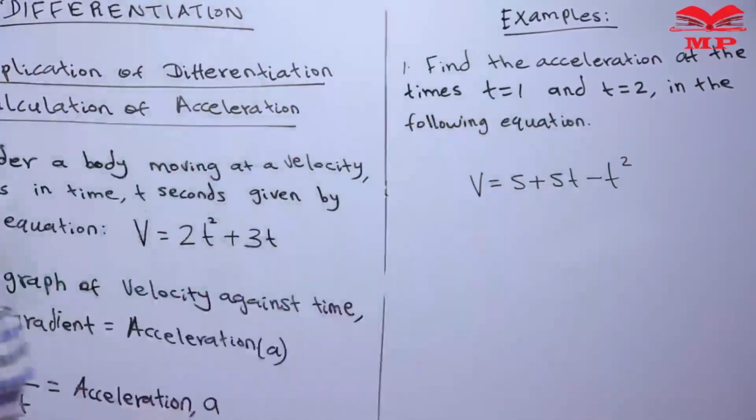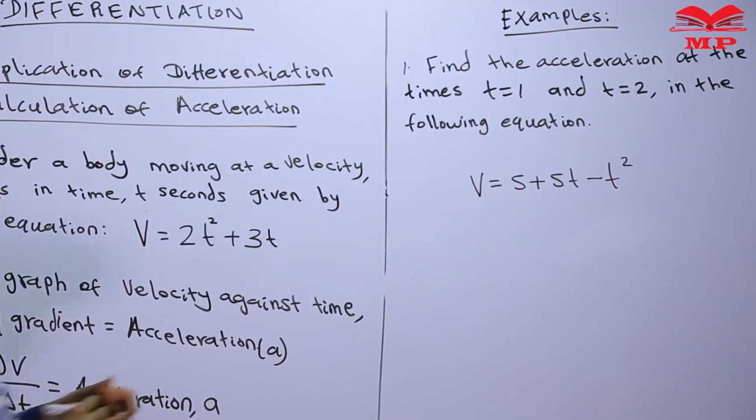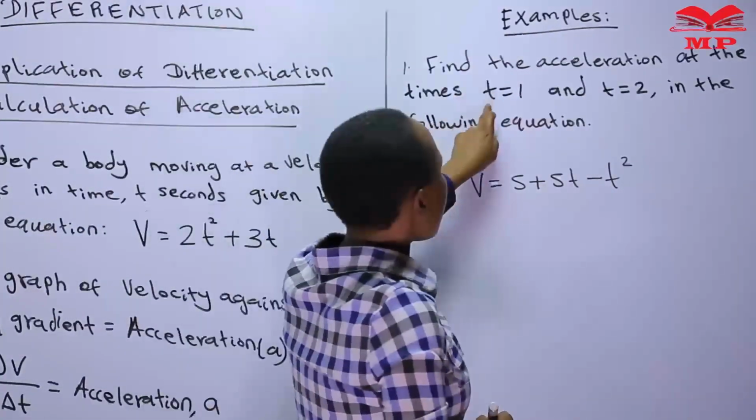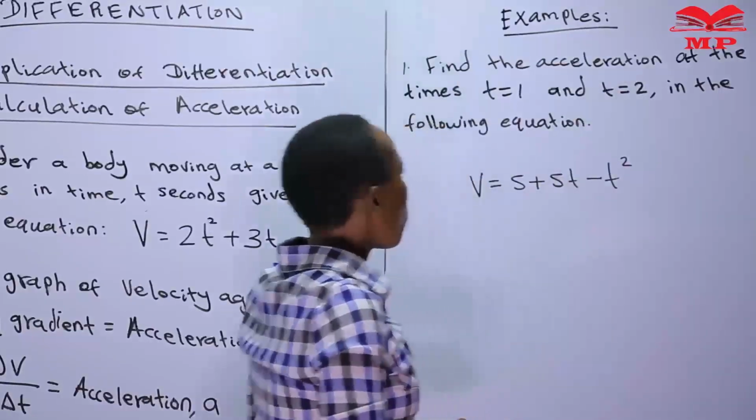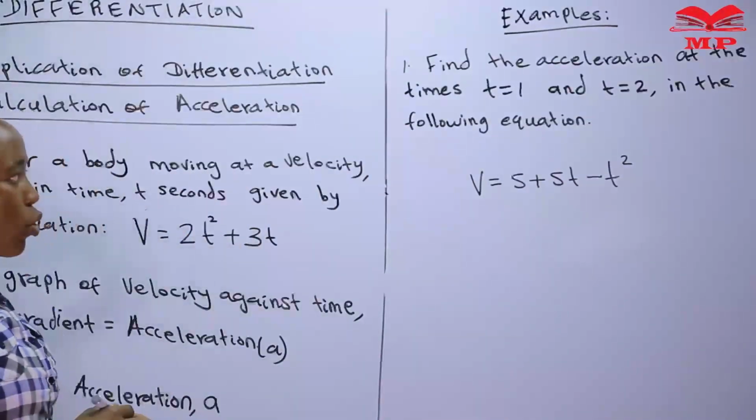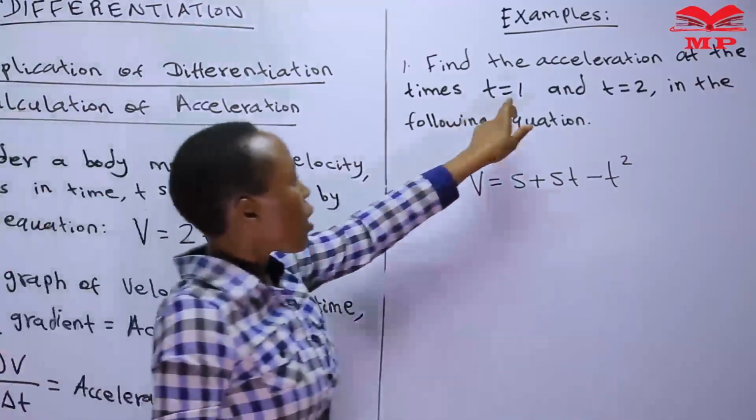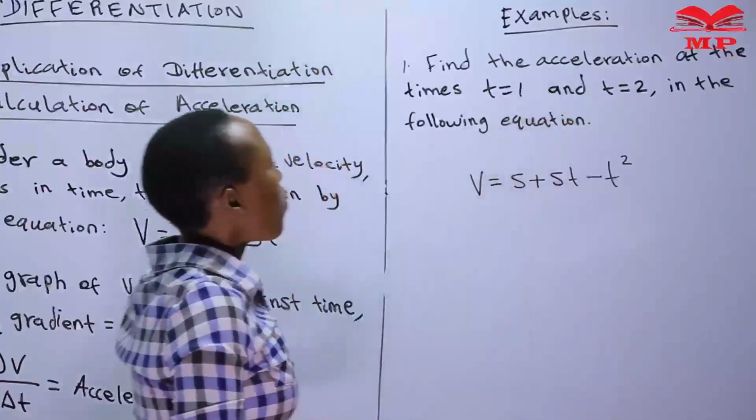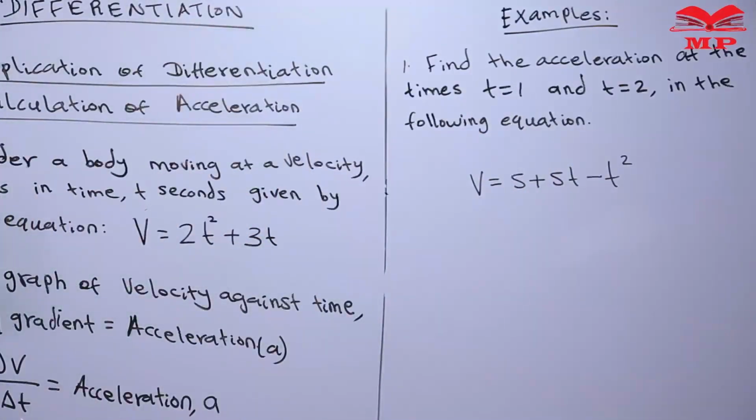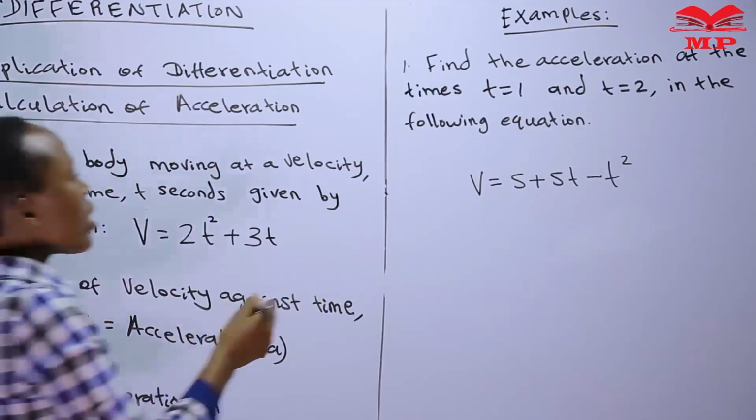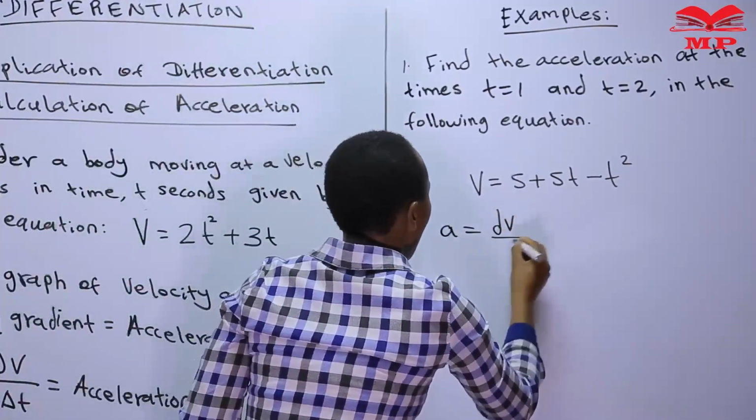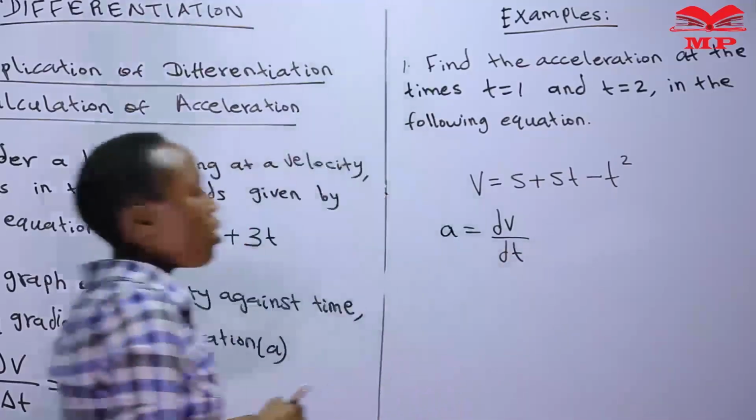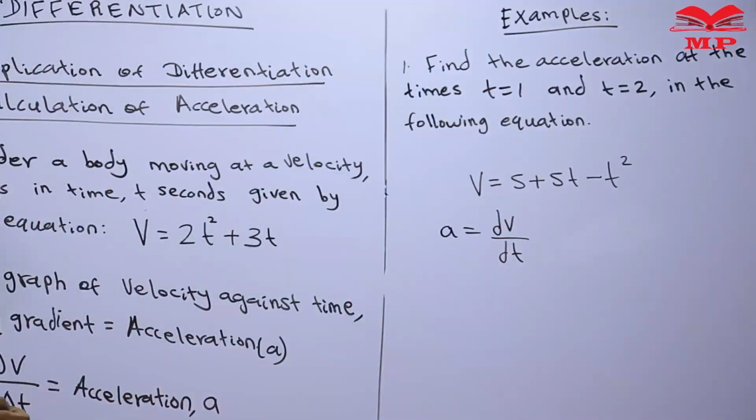So we want to get the acceleration at the times when t is equal to 1 and when t is equal to 2 in the following equation. In our case, we are not told whether it is seconds or maybe minutes, so we just give our answer. So in this, acceleration is given by dv all over dt. So we get the gradient function.